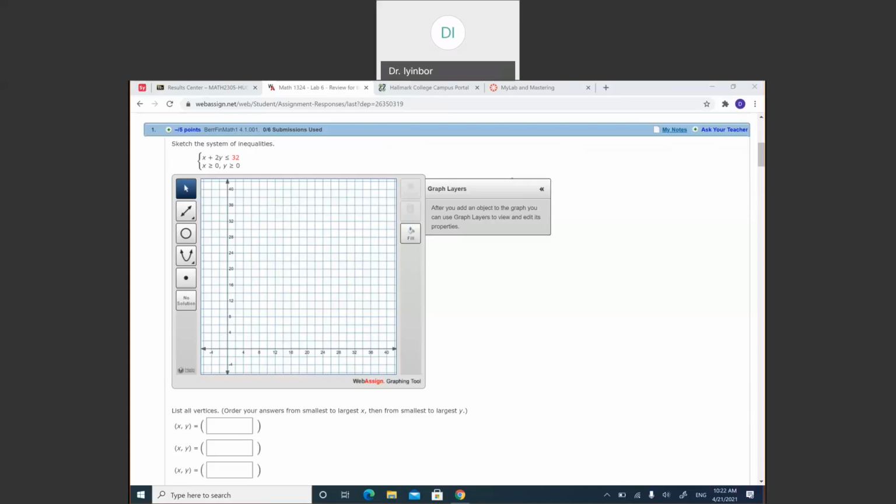And this is lab 6, the one you have to submit by Sunday together with your final exam. So here's the number 1 we have to do. We have to graph this system of inequalities, and also you have to find the vertices. So this is how you graph it.